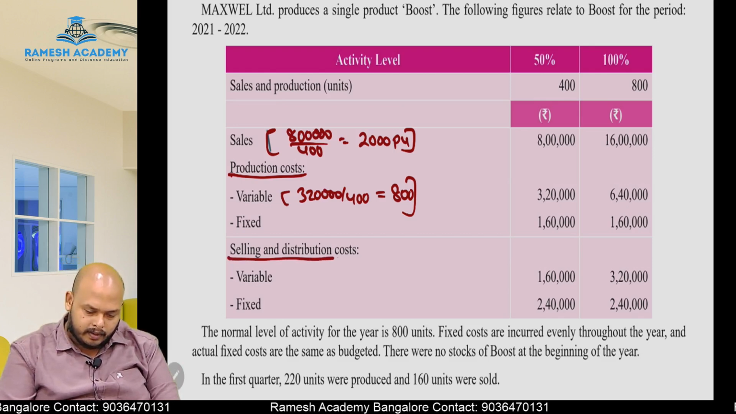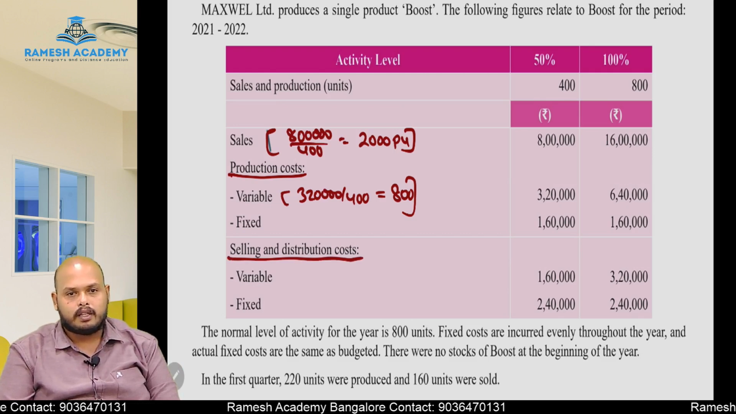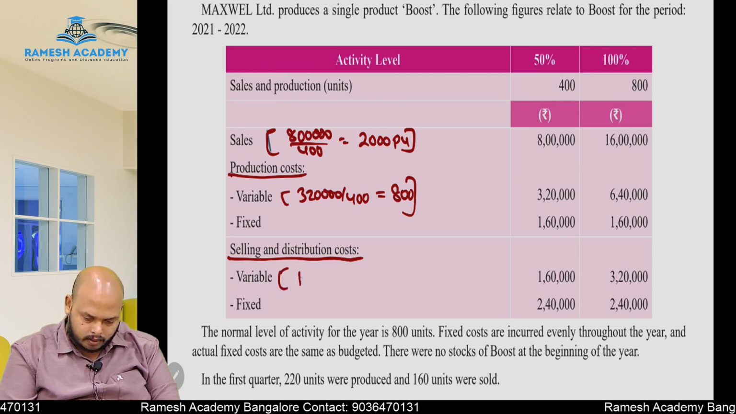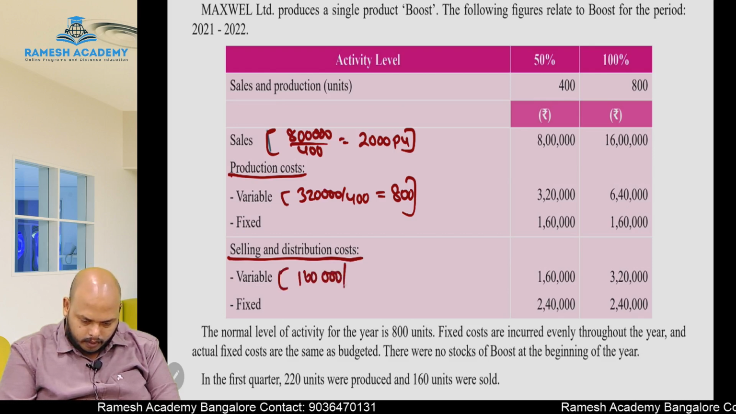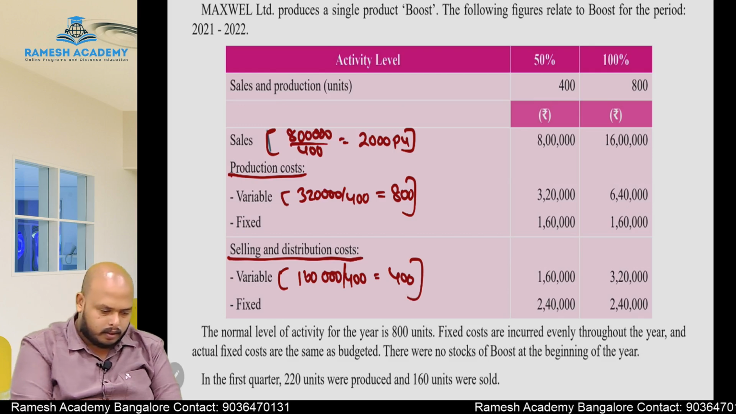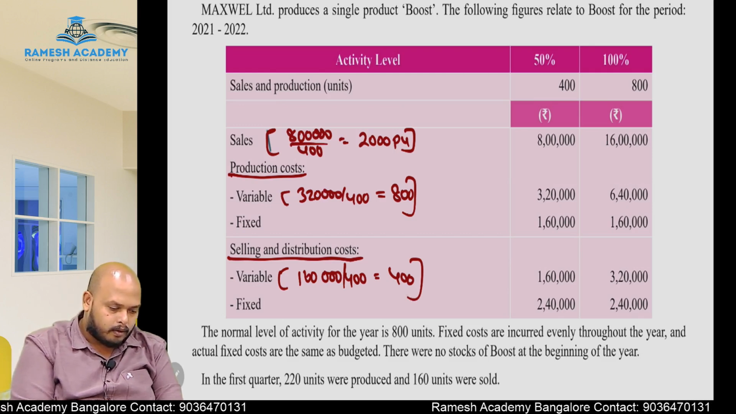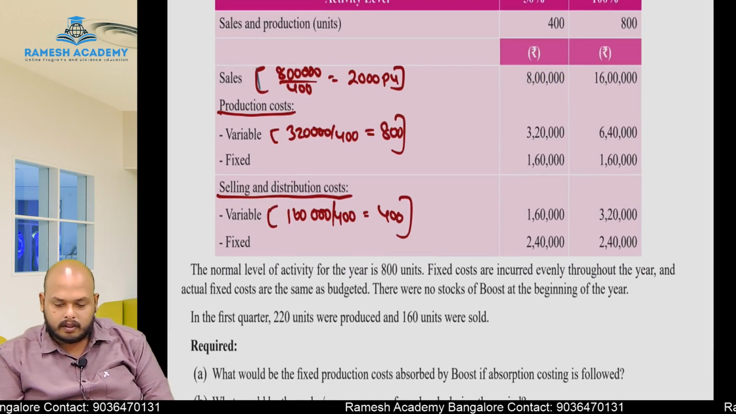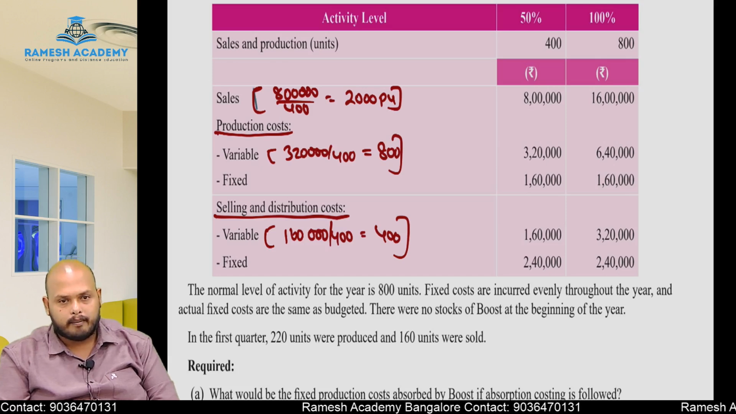Under selling and distribution cost, again he gave two portions. One is the variable portion, another one is the fixed portion. What is the variable selling cost? 1,60,000 divided by 400, that is nothing but 400. 400 rupees is the variable selling cost. Next, fixed cost, we know fixed cost anyway remains the same.